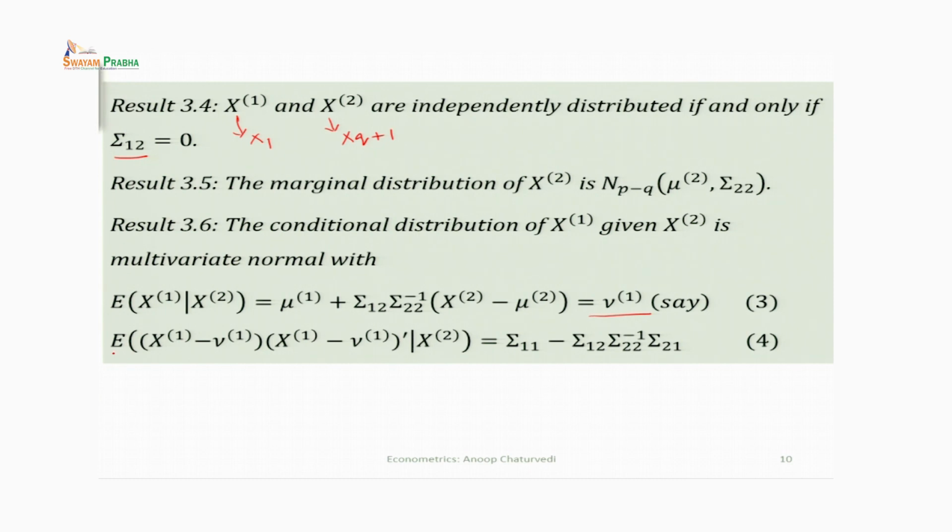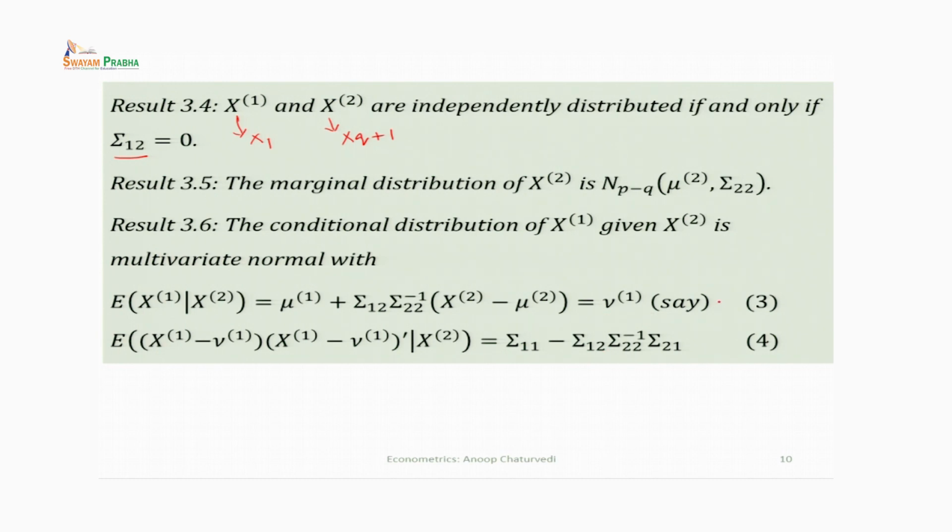and the variance covariance matrix of x 1 given x 2 is, so expectation of (x 1 minus nu 1)(x 1 minus nu 1) transpose given x 2 is equal to sigma 1 1 minus sigma 1 2 sigma 2 2 inverse sigma 2 1. You can easily verify that when sigma 1 2 is equal to 0, then this part vanishes. So, the conditional expectation of x 1 given x 2 when sigma 1 2 is equal to 0 does not depend upon x 2, it is equal to mu 1, and the conditional variance is sigma 1 1 when sigma 1 2 is equal to 0.